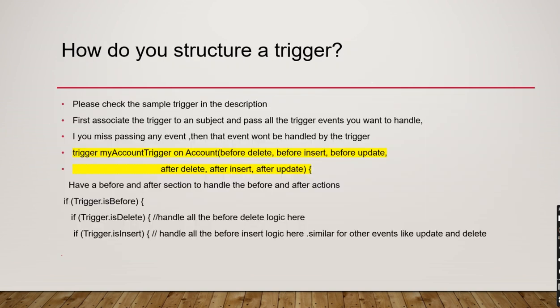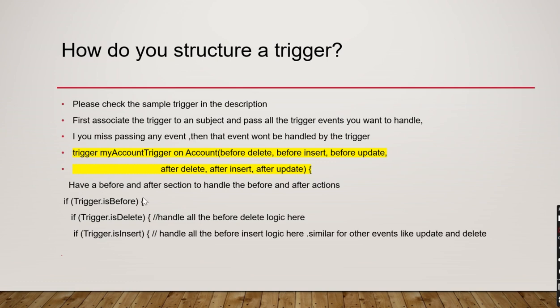Now how do you structure a trigger, how do you create a trigger? First, every trigger is associated with an sObject, and you have to pass all the trigger events over here. See, if you miss passing any event, then that trigger event won't be handled. This is how you write a trigger: you say trigger, name, on the particular object, Account, and you have to pass all the events that you want to handle. Please note this important part. If you pass only before update and don't pass before insert and after insert, and try to write a trigger for that, it will not work. You have to pass all the events that you want to handle to this trigger.